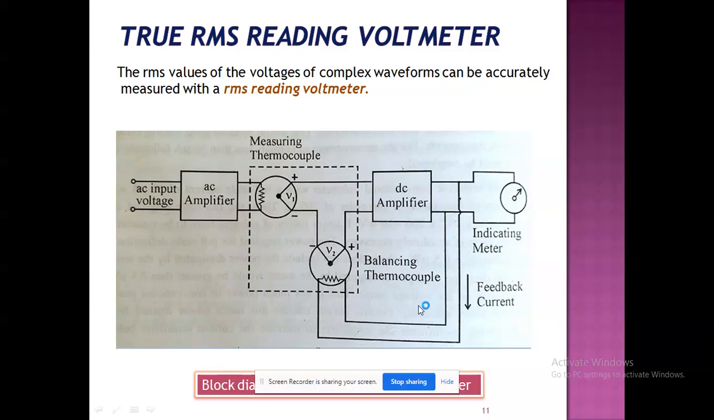The schematic representation of the true RMS reading voltmeter is as shown here. Basically, it consists of an AC amplifier, a thermocouple called the measuring thermocouple and a balancing thermocouple, a DC amplifier, and an indicating meter. The indicating meter is connected to the output of the DC amplifier. Now let us see the working of this true RMS reading voltmeter.